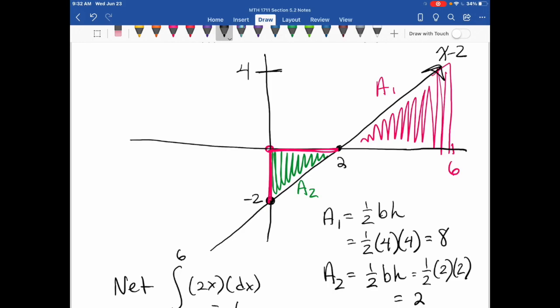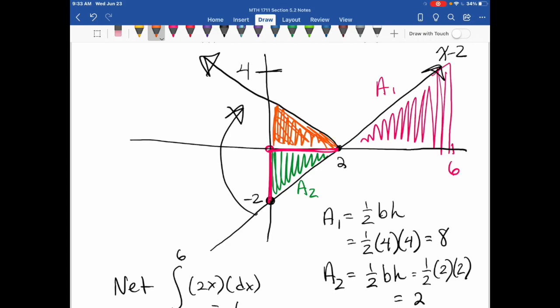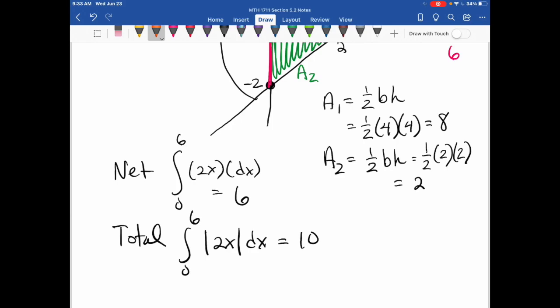If I flip it up to find the absolute value, then my new area for area 2, we'll call it now area 3, that's going to be this. That's going to be a positive area of 2. So that's what my picture would look like if I take the absolute value. That gets flipped up. So we have a net area of 6 and a total area of 10.